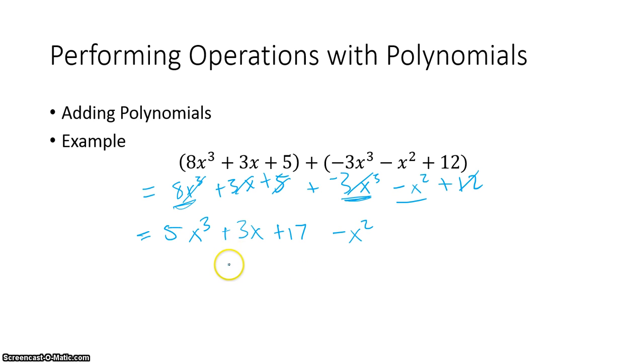Okay? So adding like terms is how we add polynomials. The last thing we might want to be concerned with is just rewriting this polynomial so it is in standard form. That is, again, so that the monomials are in decreasing order.